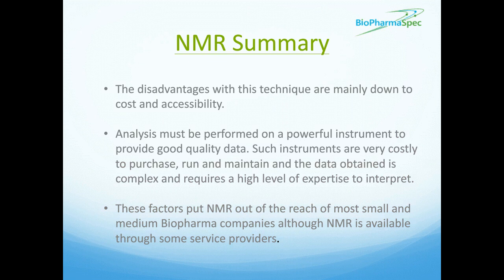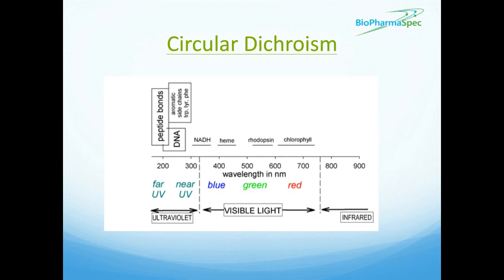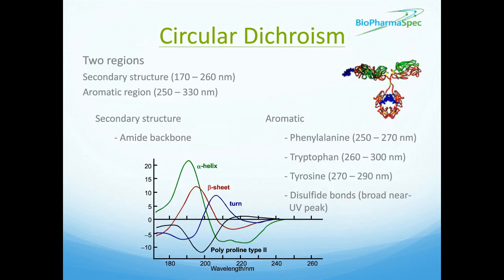Now, the other method that was mentioned in the spectroscopic profile section of Q6B was CD, and this slide is just to try and make sure we're all on the same wavelength with regard to where CD is. As you can see, it's down in the ultraviolet region of the light spectrum, and you're looking at peptide bonds and aromatic residue absorbances. So, as I said, CD can be split into two regions of analysis.